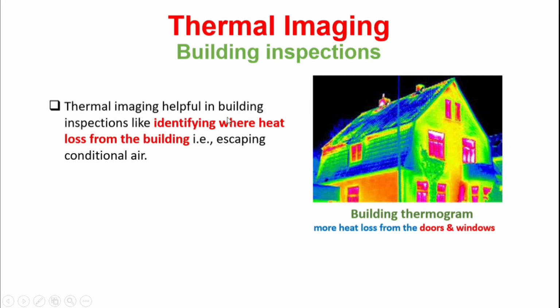Thermal imaging is helpful in building inspections, like identifying where heat is being lost from the building, that is, escaping conditioned air. Observe the sketch. Building thermogram. Here blue color and green color represent the coldest temperature and yellow represents the mid-range temperature. But observe this red color at the doors and windows represents the hottest temperature. The reason is conditioned air is escaping from the windows and doors. So this thermal imaging is helpful in identifying heat loss from the building, that is escaping conditioned air.